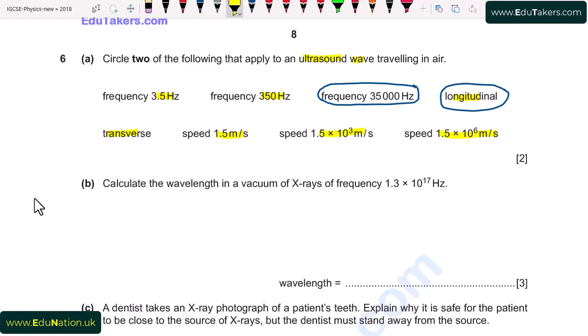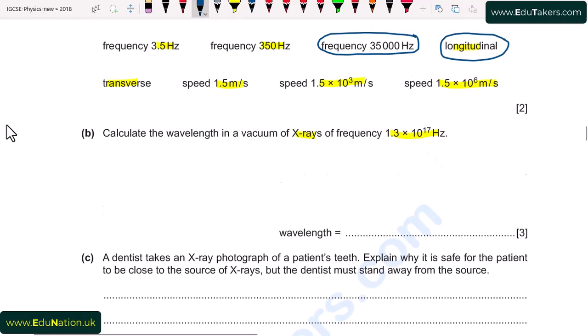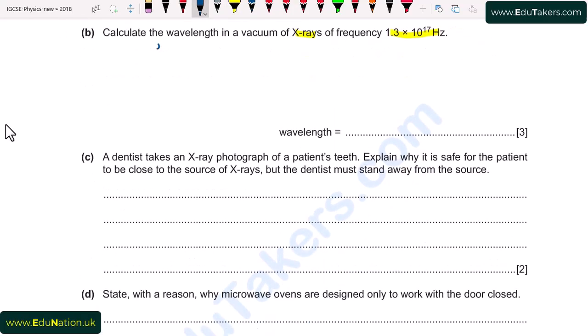Part B. Calculate the wavelength in a vacuum of X-rays of frequency 1.3 into 10 to the power 17. So the X-rays are traveling in the vacuum and they move with the speed of light. And here we have to find out the value of wavelength. I write here frequency is equal to 1.3 into 10 to the power 17 Hz, while speed is the speed of light, that is 3 into 10 to the power 8 meter per second.